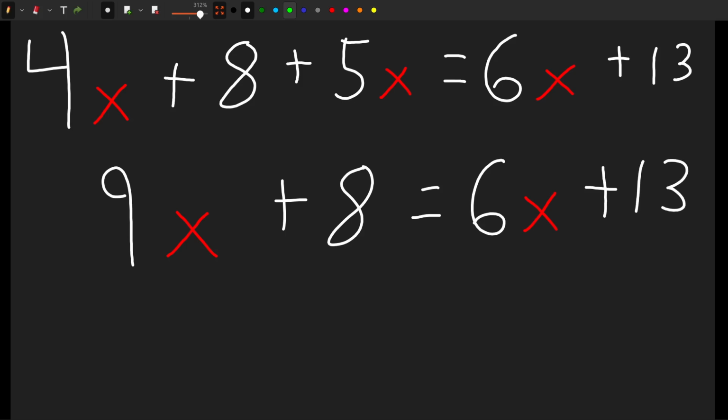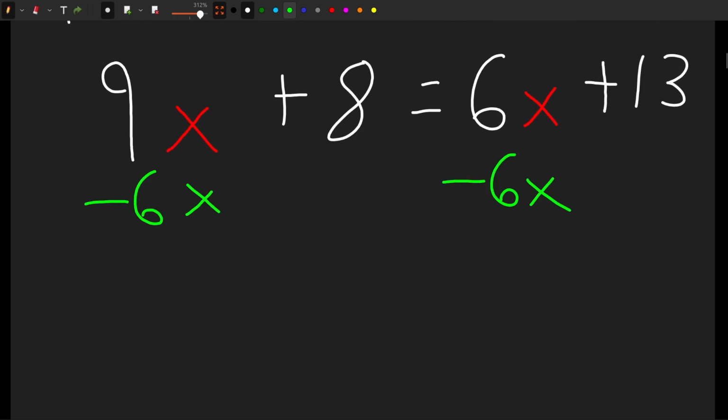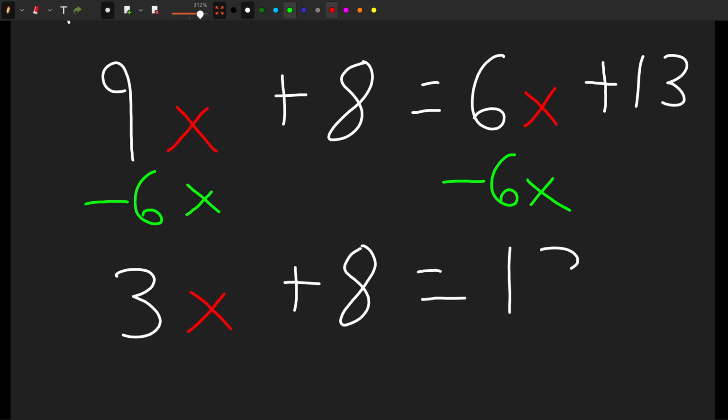At this moment, we can move our variable to either the left or the right-hand side. Notice that if I move my variable to the right-hand side, I'm going to be subtracting 9x, and I'll eventually end up with a negative. I don't really want to deal with a negative term, so I want to keep things as nice as possible. So I'm actually going to subtract 6x from the right-hand side and move it over to the left-hand side. And so I will get 3x plus 8 is now equal to 13.